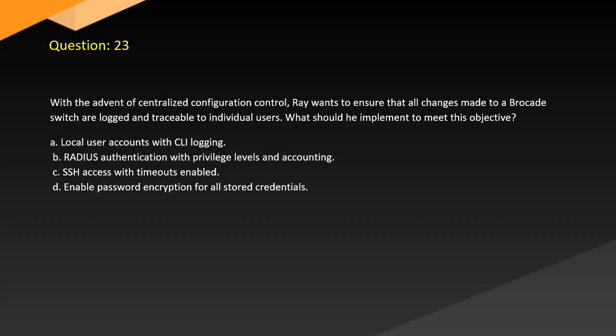Question 23. With the advent of centralized configuration control, Ray wants to ensure that all changes made to a Brocade switch are logged and traceable to individual users. What should he implement to meet this objective? A. Local user accounts with CLI logging. B. RADIUS authentication with privilege levels and accounting. C. SSH access with timeouts enabled. D. Enable password encryption for all stored credentials.